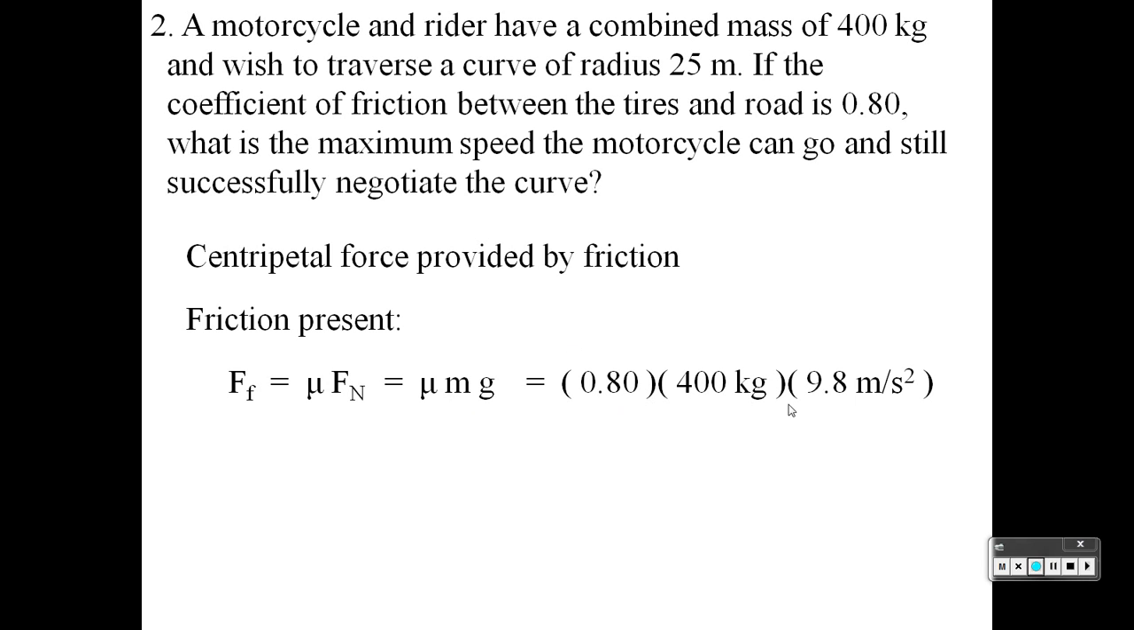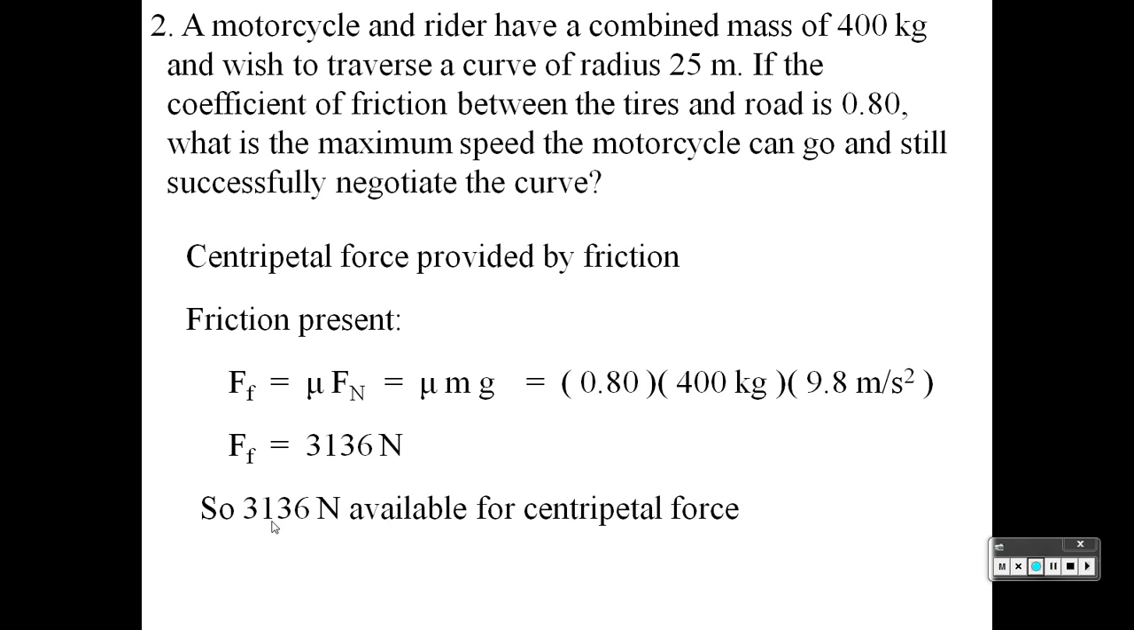Inserting our numbers. Pause, pick up your calculator. And my calculator said 3,136 newtons. This is the amount of friction that's there, and so this is the amount that's available for the centripetal force. Right at the limit of the maximum speed, every newton of friction force is going to be used for centripetal force. So I'm going to set centripetal force equal to the amount of friction that's there.